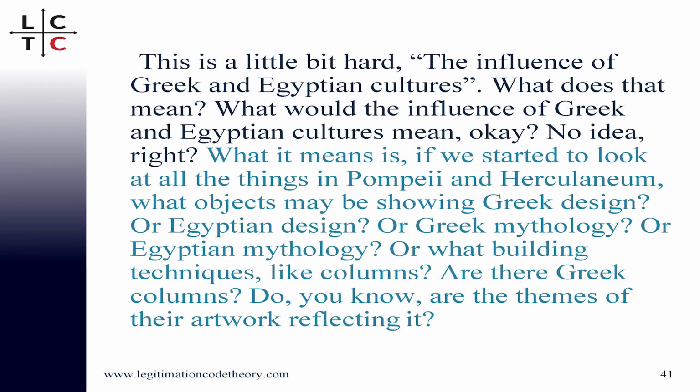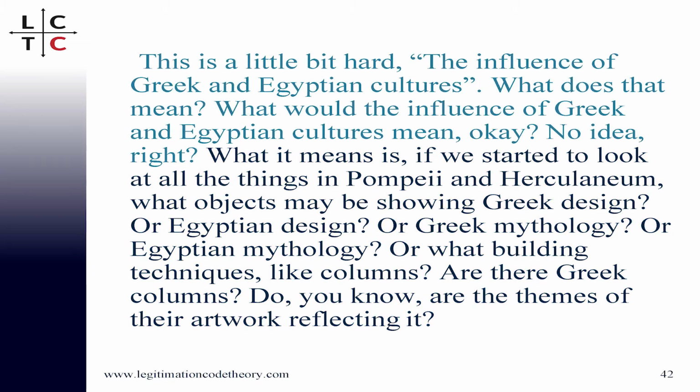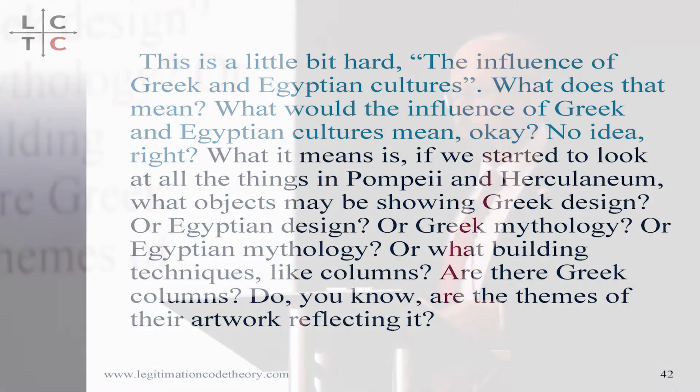As an aside, we found a lot of these tells from teachers. They would actually indicate to the students, without even noticing it, sort of a nervous, almost tic, we're quite complex now. And then she explains by telling the students to think about the things in Pompeii and Herculaneum. What objects might be showing Greek design or Egyptian design or Greek mythology? Or what building techniques like columns? Are there Greek columns? Are the themes of their artwork reflecting it? So to start unpacking and moving down the semantic scale, students are given a series of examples of what the influence of other cultures might mean.